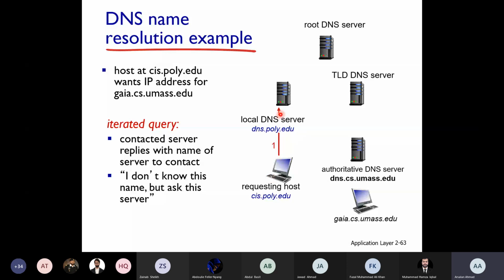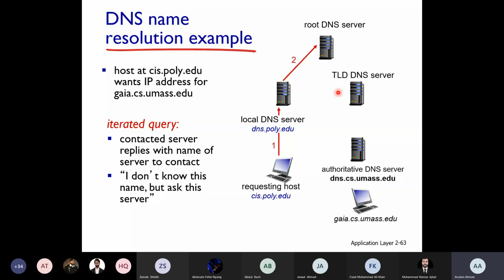Okay, the local DNS server, let's assume the situation that it does not have the entry in its own cache. The cache is empty right now. What it will do, obviously, the local DNS server will say, okay, I will ask the root name server. The contacted server, which is the root name server, will reply with the name of server to contact.